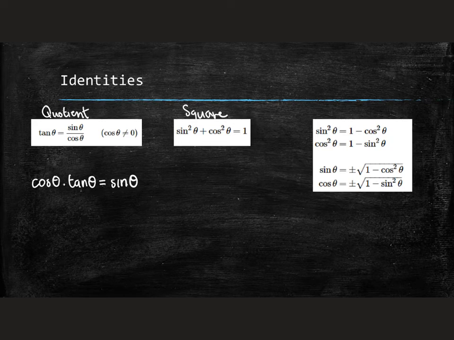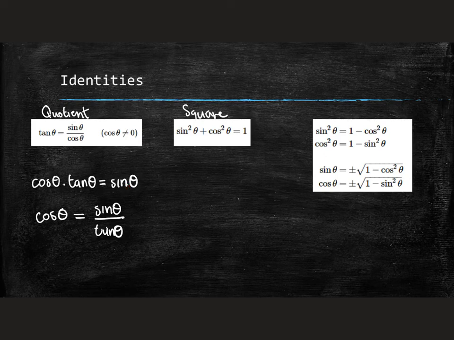Another form of this is that cos of theta would be the same as sine theta divided by tan theta. So anytime you get any of these weird products of cos, sine, and tan, or any time you get this quotient, you could convert quite quickly to a single trig ratio.